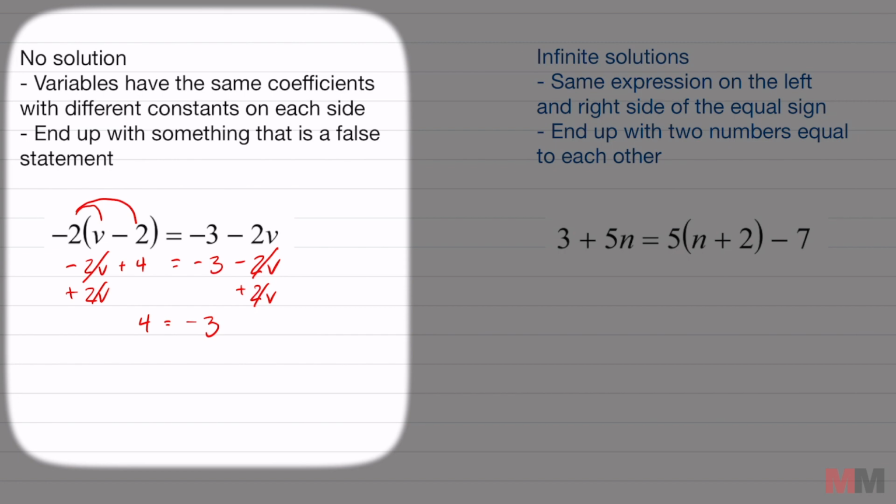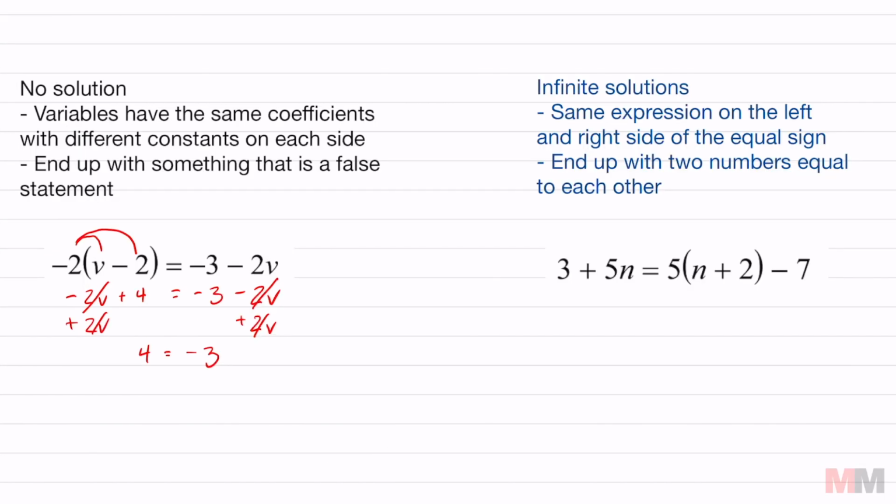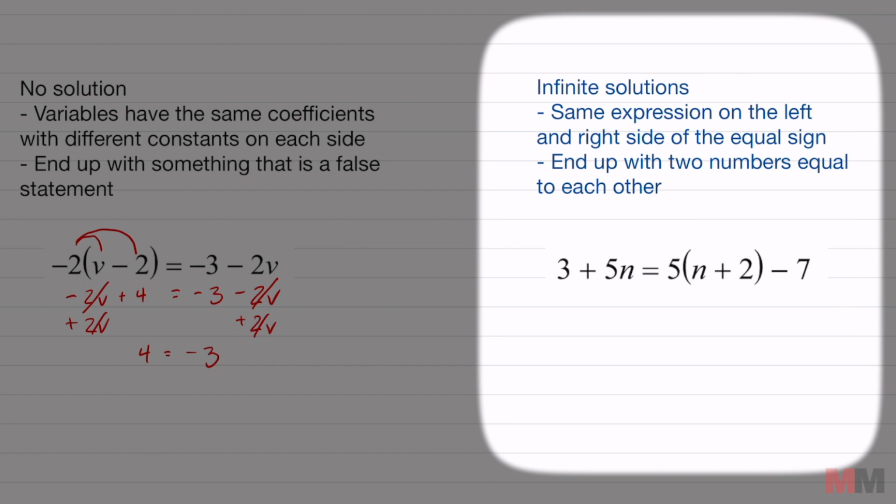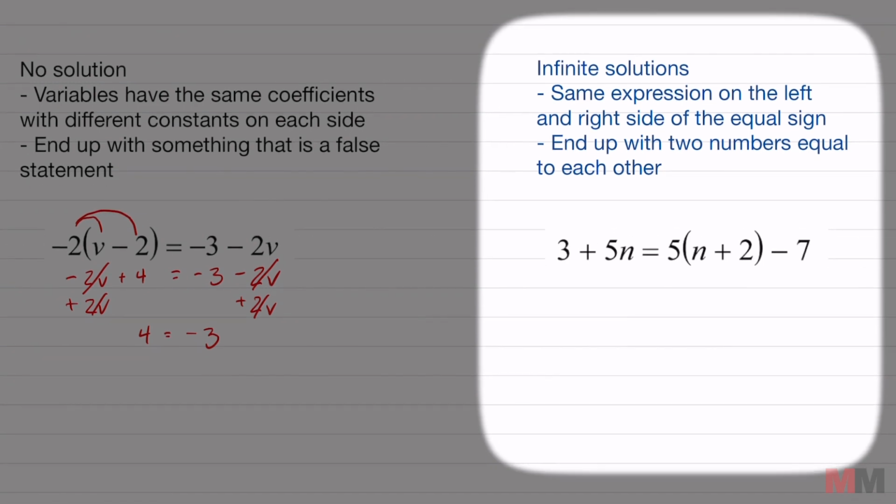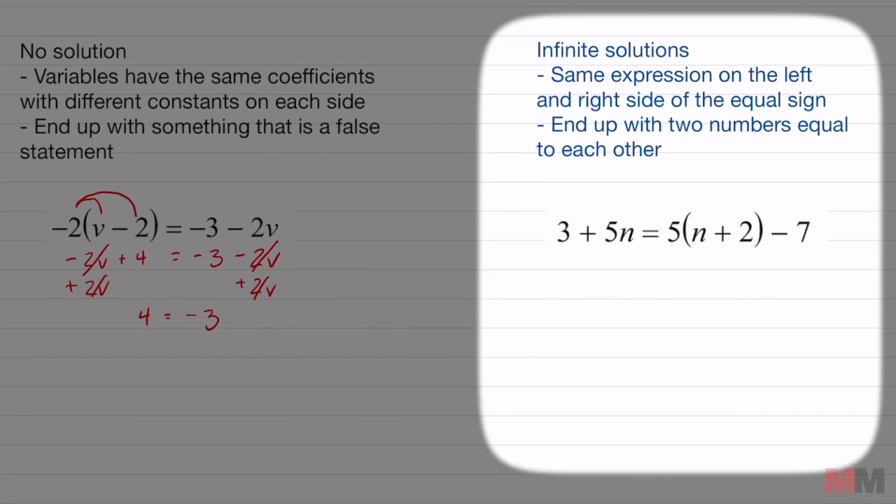But let's go over infinite solutions, the other special case scenario. When you got the same expression on the left and right side of the equal sign, or when you get two numbers that are equal to each other after you solve it, it's an infinite solution equation. So let's solve this right here so you know what I'm talking about. That you can't do anything with, 3 plus 5n.